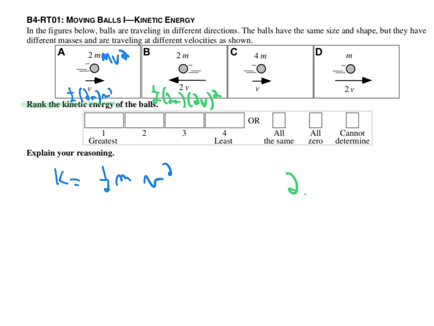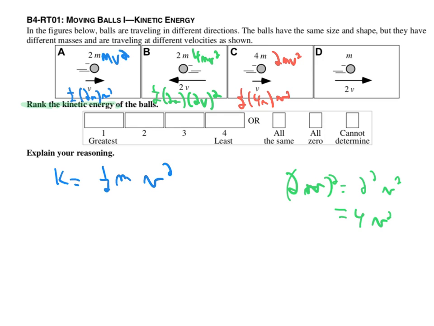Now we have to be careful over here because (2v) squared is really 2 squared times v squared, or 4v squared. So we have here 1/2 times 2 times 4, which gives me a total of 4mv squared. And then over here we have 1/2 times 4m times v squared, which is 2mv squared.